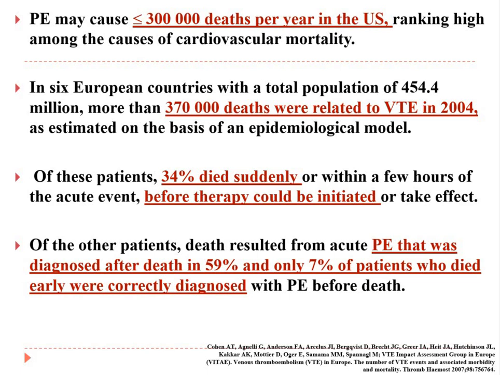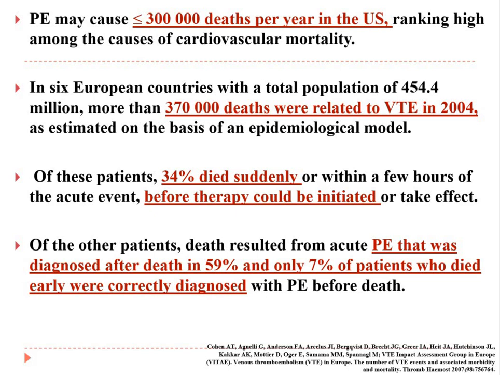Pulmonary embolism may cause about 300,000 deaths per year in the United States, ranking high among the causes of cardiovascular mortality. In 6 European countries, with a total population of 454.4 million, more than 370,000 deaths were related to venous thromboembolism in 2004, as estimated on the basis of an epidemiological model.